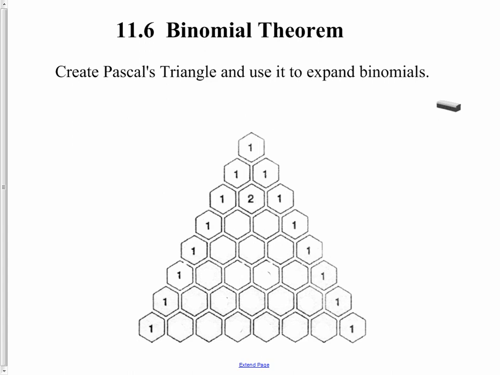So 1 plus 1 would be 2. 1 plus 2 is 3. 2 plus 1 is 3. 1 plus 3 should be 4. And then you have your 6 and you have your other 4, right? And then 1 plus 4, that should give me 5. And then you have your 10, your 10, your 5. And each row continues by adding the two numbers above it.